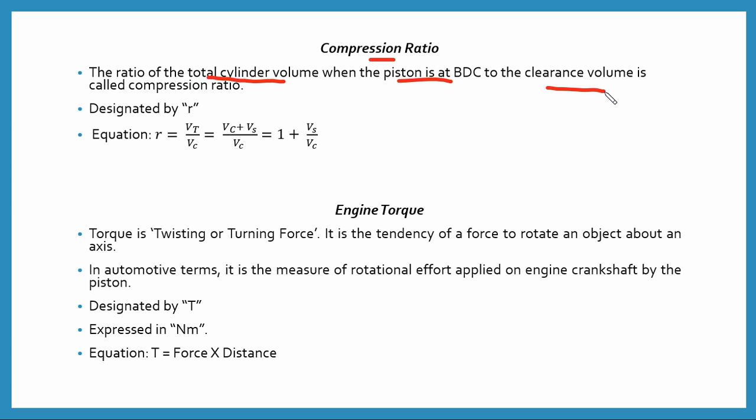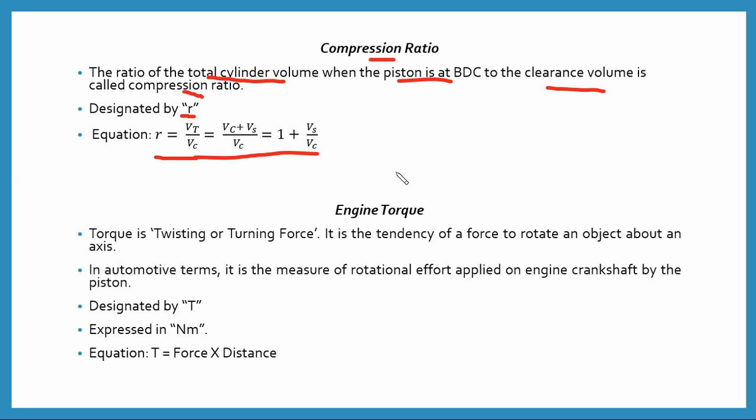So this ratio is called the compression ratio, and it is designated by R, and the equation is R equals Vt by Vc, where Vt is Vc plus Vs. Vc is the clearance volume and Vs is the swept volume. So (Vc plus Vs) by Vc, and from there we can find the equation: 1 plus Vs by Vc.